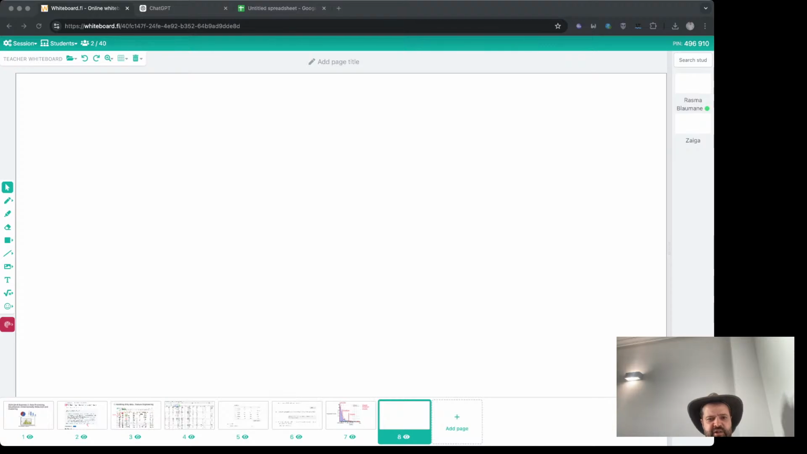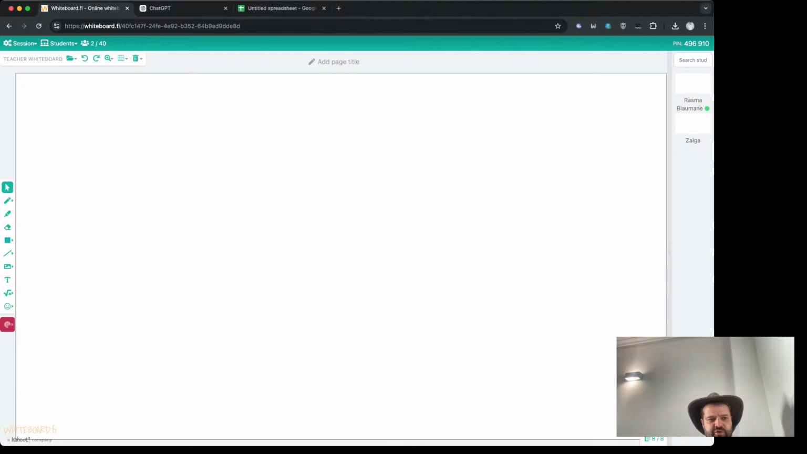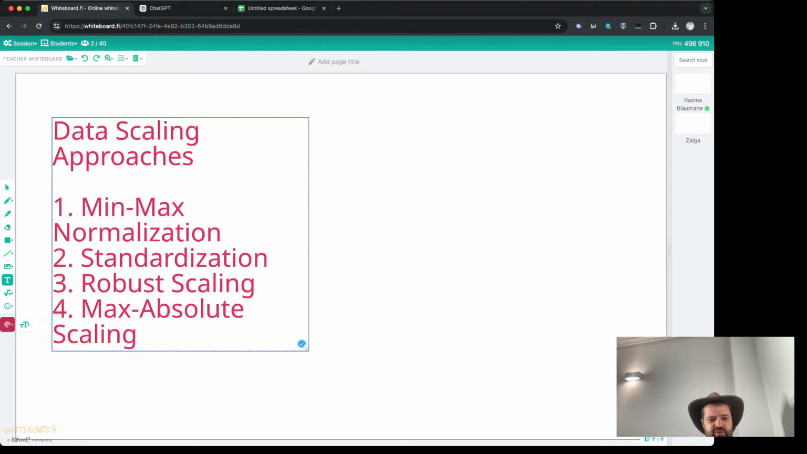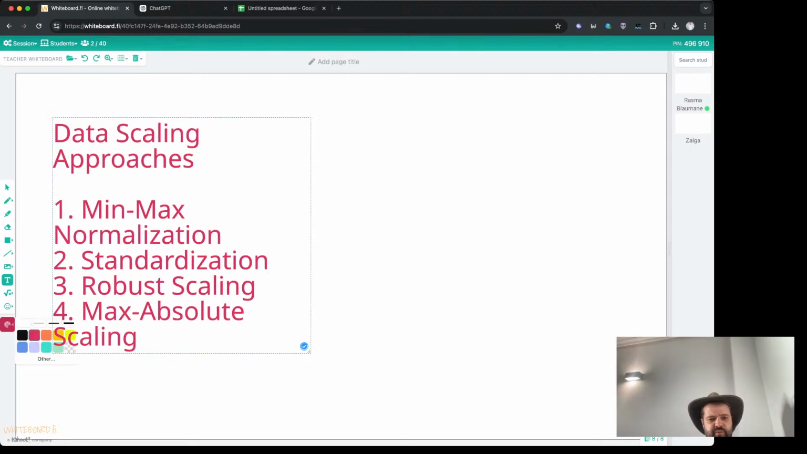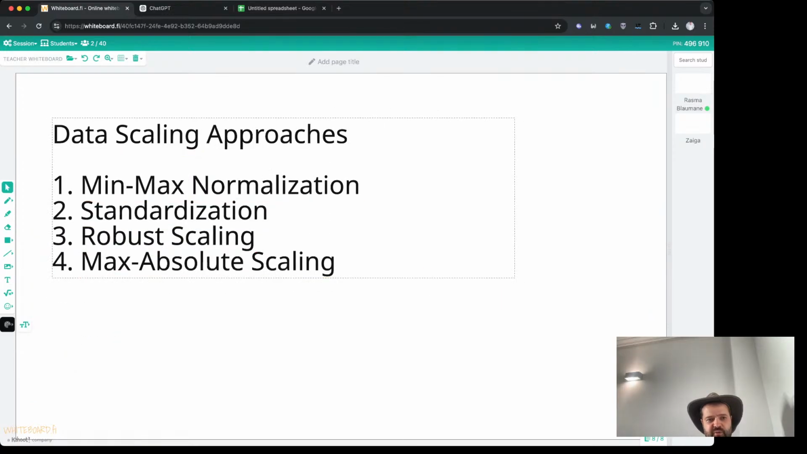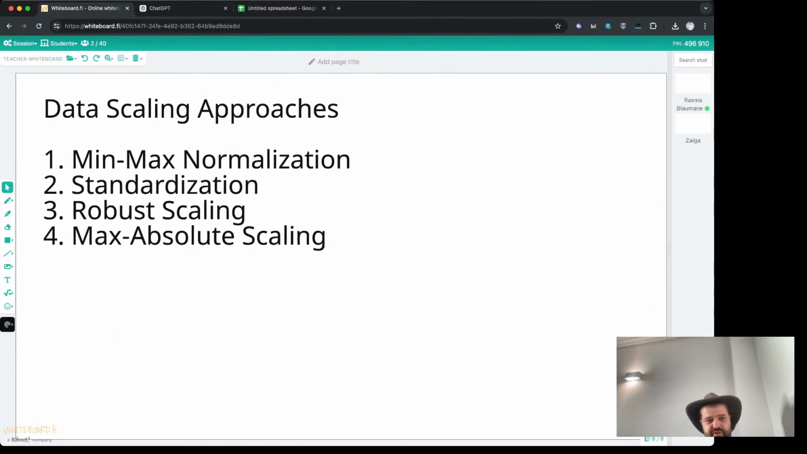Yeah, so these are some of the data scaling approaches. Let me type in those and show you what it is and why you need this. This is also something very important before you visualize your data or use it for the AI models and so on. You can have min-max, standardization, all sorts of other scaling methods.